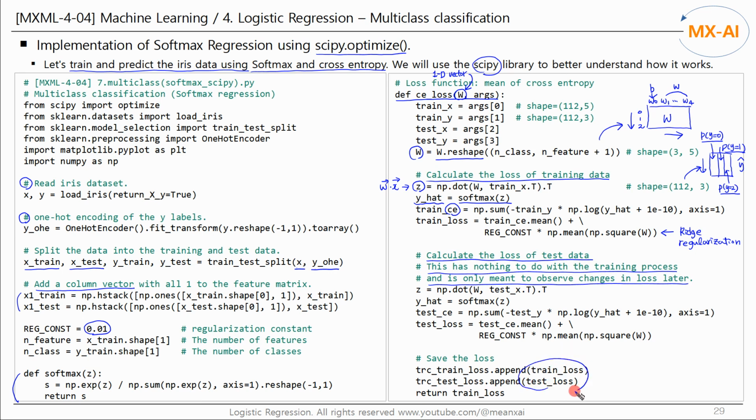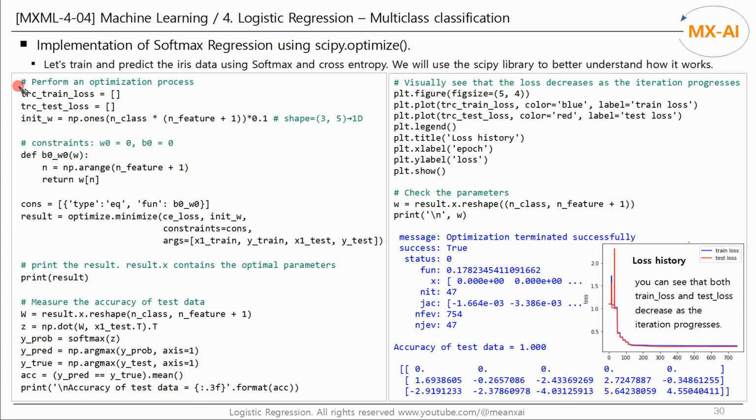Save the train loss and test loss. Now we perform the optimization process. All parameters W are initialized to 0.1. The parameter W is a matrix with 3 rows and 5 columns like this. The number of rows is the number of classes. The first column is the intercept B, and the remaining columns are the slope W.